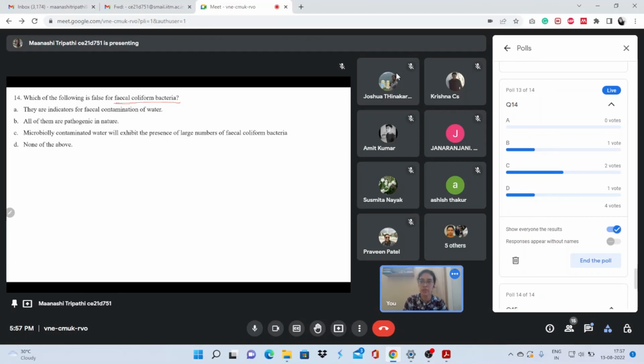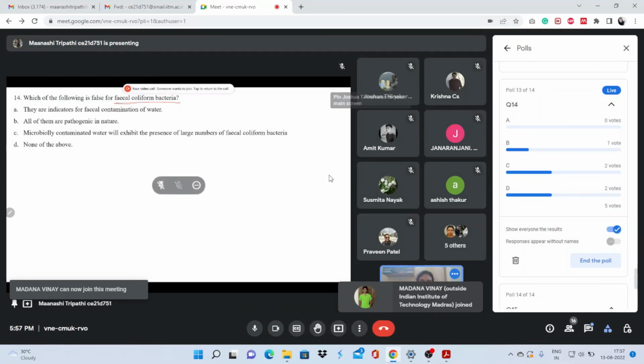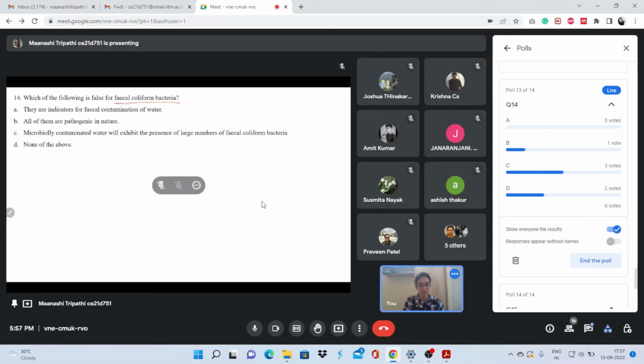Try to answer this question. We'll see the answer. Solution is B. So this is the false statement. When we want to measure the pathogens inside water, we measure the indicators. We never measure the pathogens directly. There are three reasons. First, the pathogens present are very few, so they cannot be counted easily.